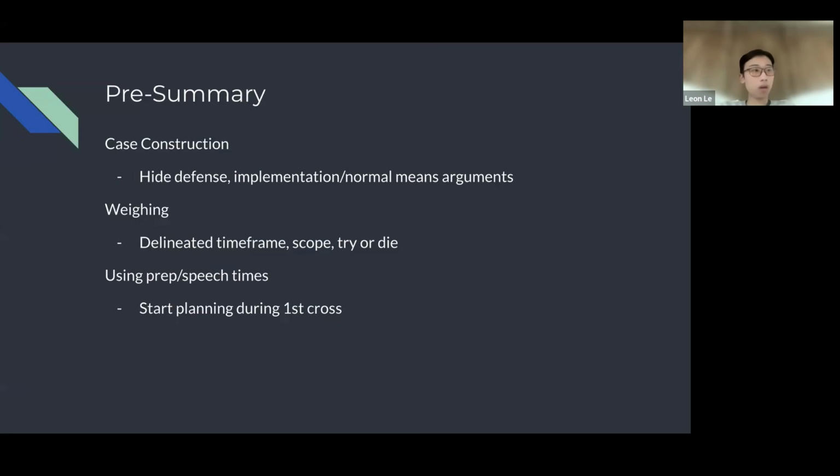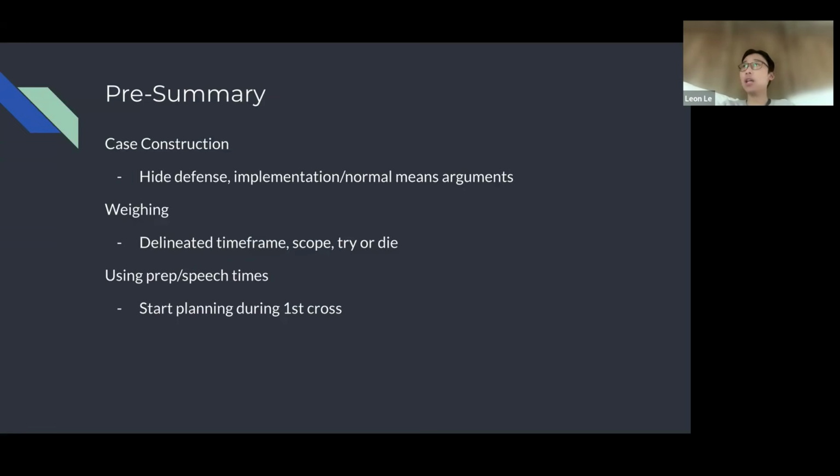Another part of giving a good summary speech is planning how your summary is going to go, or having round vision. I think you can honestly start planning your summary speech all the way in first cross. Once they read their contentions, you know you're going to be doing things like time frame weighing, meaning that you can write out reasons why your opponent's arguments take a very long time.